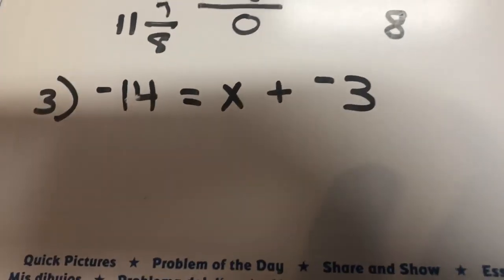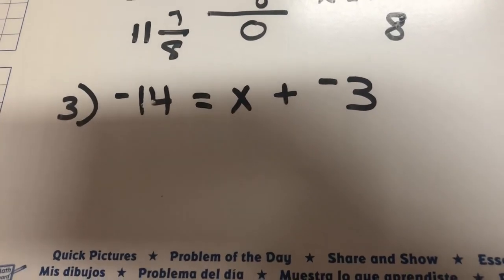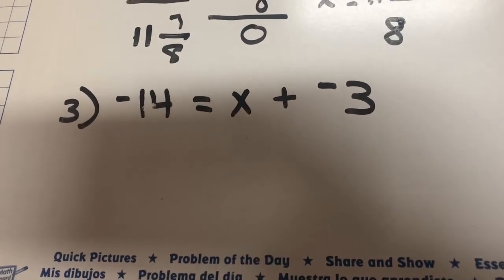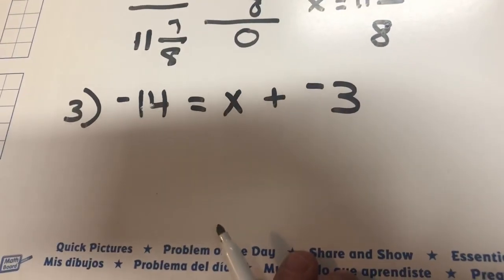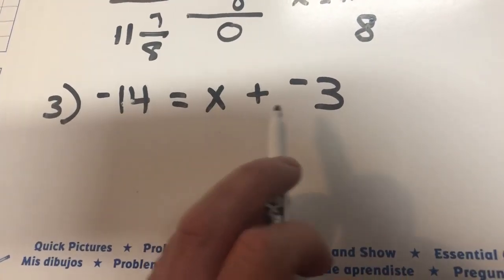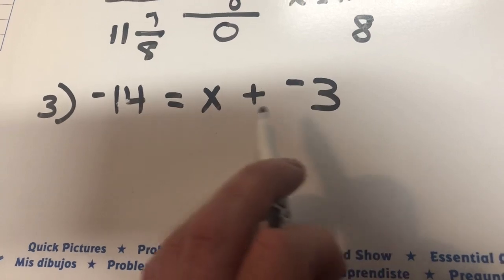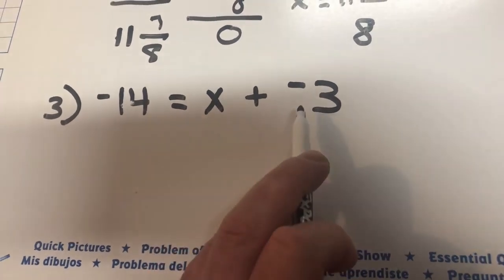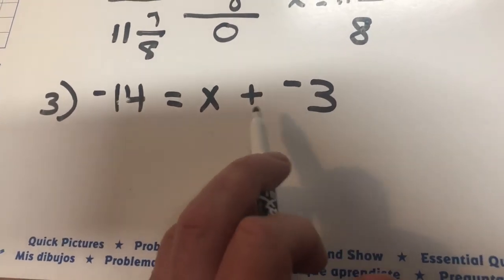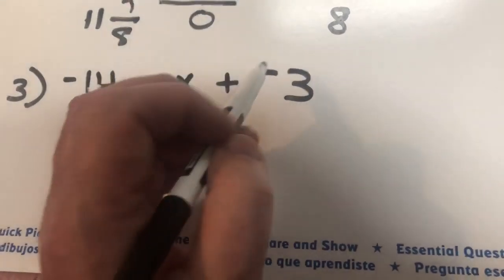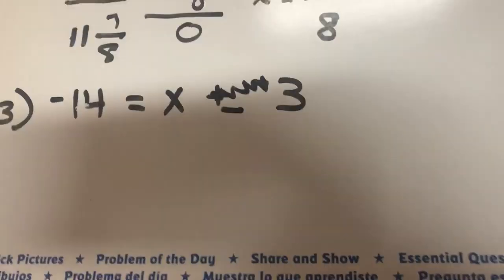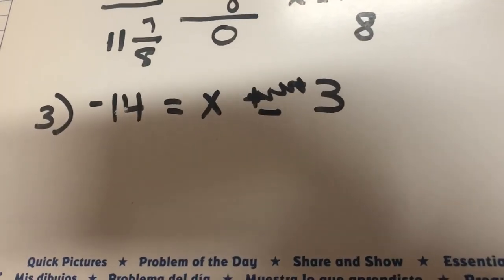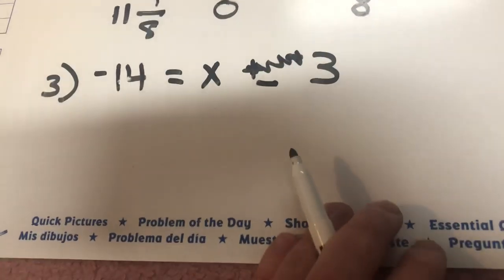I go here to my last one. One of the big differences today in your assignment is that you will have negative numbers. Okay, you will have negative numbers. So here we're adding a negative 3. Now, first of all, let's remember, when we add a negative, what are we doing? When we add a negative, we are just subtracting. So what I would do there is get rid of that, replace it with a subtraction sign. Now I have negative 14 equals x minus 3.